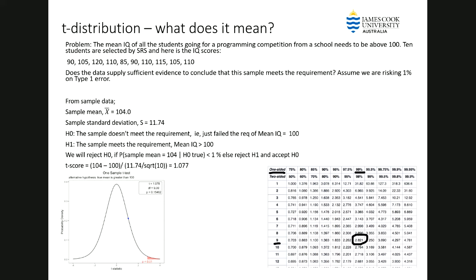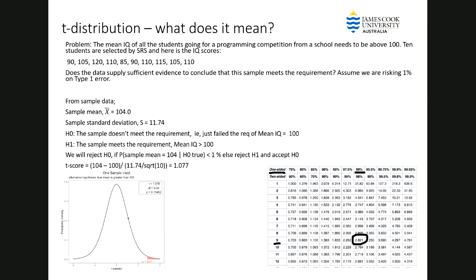Now the question is, does the data given here have sufficient evidence to conclude that the sample meets the requirement that they should have above 100 IQ? Assume that we are risking 1% of error, type 1 error. We'll know what type 1 error is in the next slide. But the problem is we are trying to get a sample, and the sample should have above 100 IQ score. Okay, and this is our random sample.